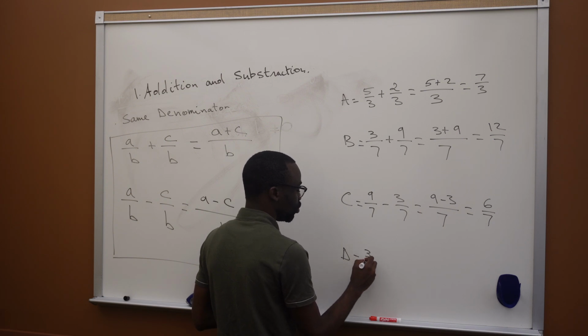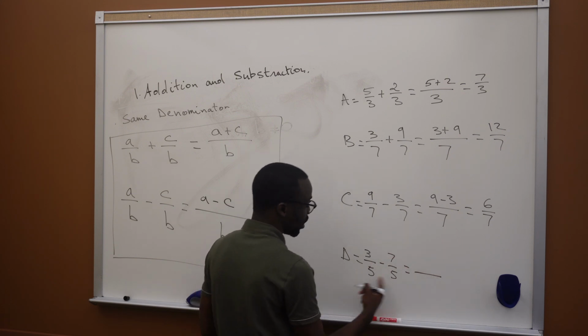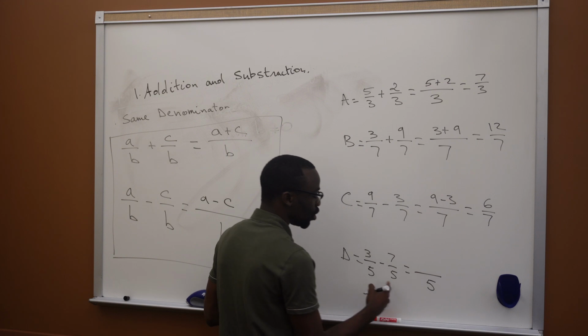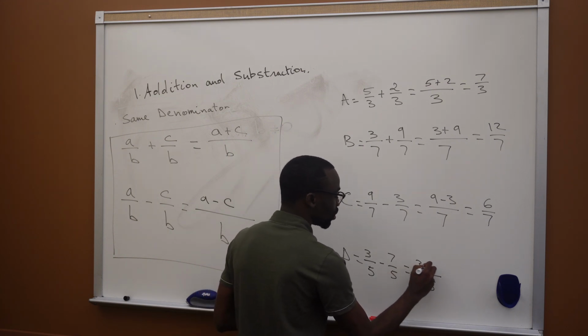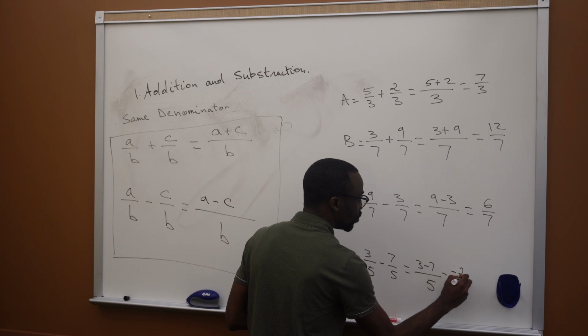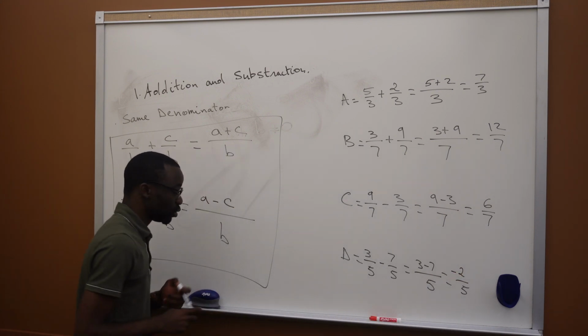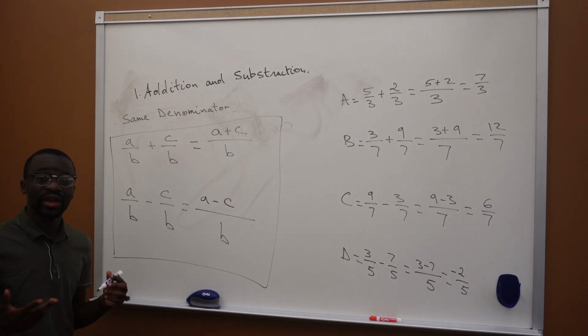How about 3 over 5 minus 7 over 5? The game is the same. I keep the denominator as it is, and I subtract the top. What is 3 minus 7? It's negative 2 over 5. So this was for the case when they have the same denominator.